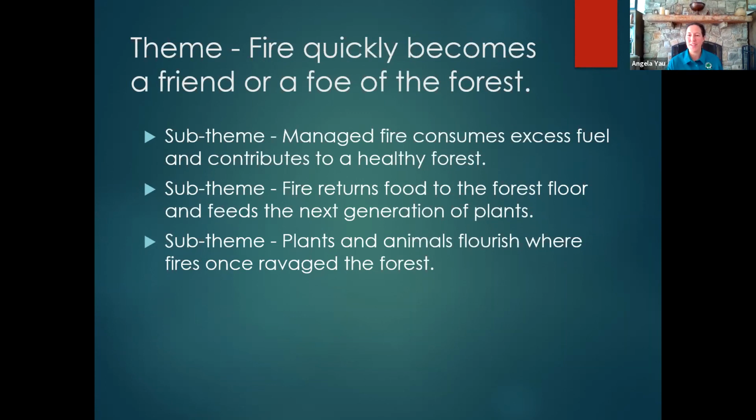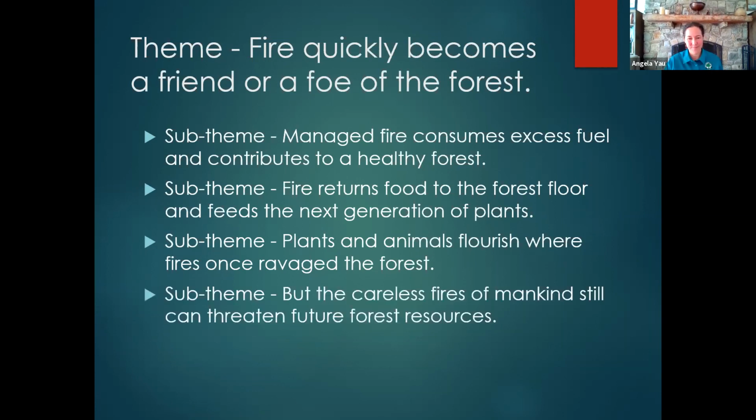So a lot of alliteration here. Interpreters love alliteration. I'd say we're a lot like Norse poets that way. Oh, I had one more subtheme here. The careless fires of mankind still can threaten future forest resources. So that might lead right into restating that theme as a question. What can you do about it? All right.